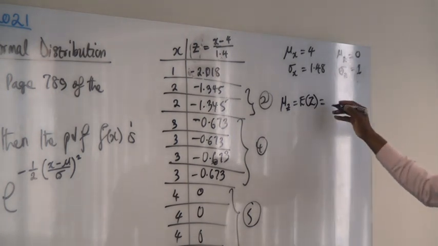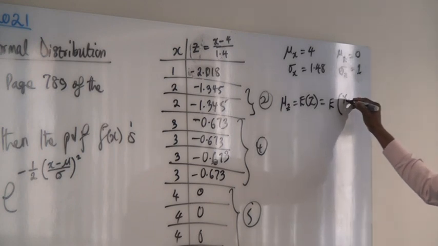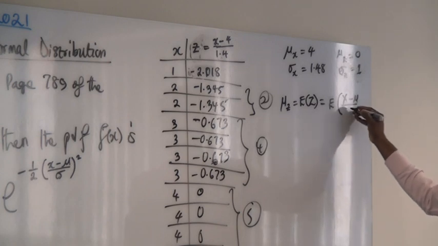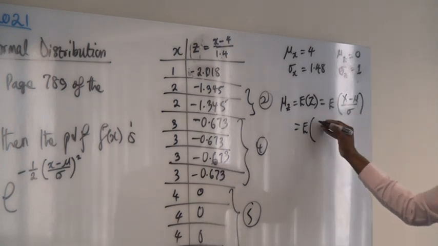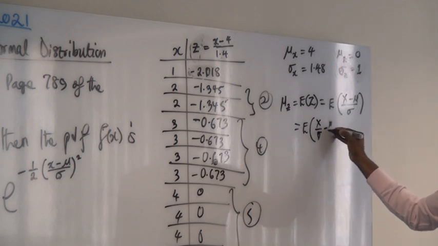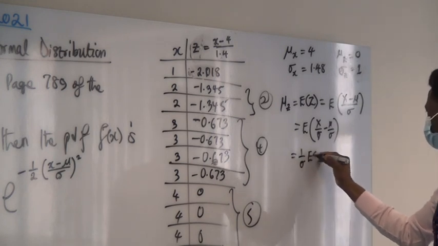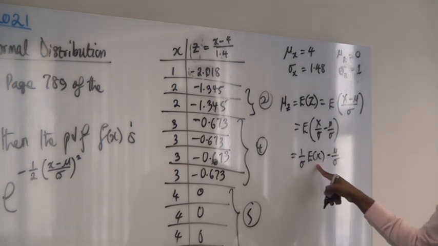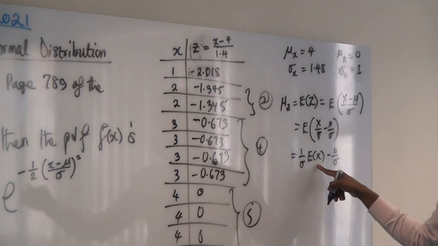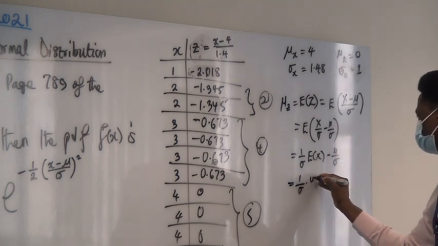Now z is transformed by that. So that is the expected value of x minus mu divided by sigma. So this is simply 1 over sigma, expectation of x, minus mu over sigma. What is expectation of x? Speak louder please, I can't hear you. What is expectation of x? Mu. Why are some people being quiet?